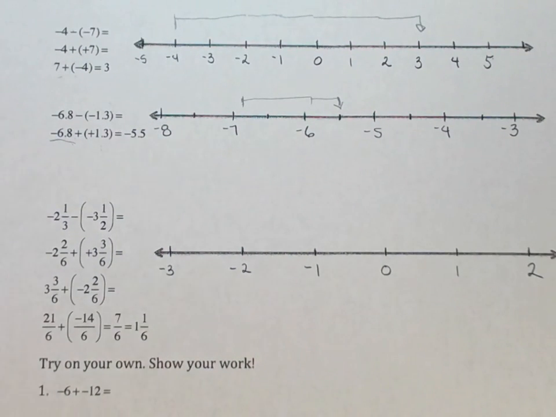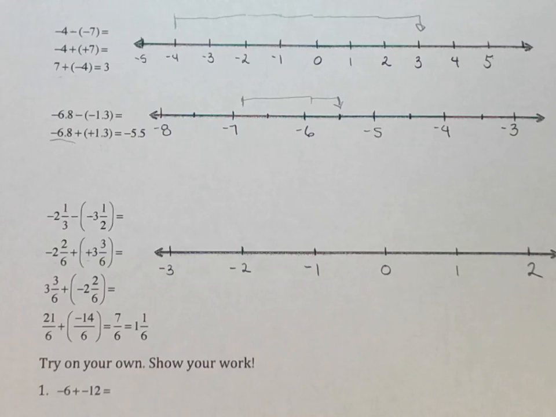Now our mixed numbers. Again, we're going to change our subtracting a negative to adding a positive. And now we have negative, and we got to get our common denominator. So now we have negative 2 and 2/6, plus 3 and 3/6. We're going to apply our rules for adding. So if we're adding a positive and a negative, we're going to find the difference between these two.